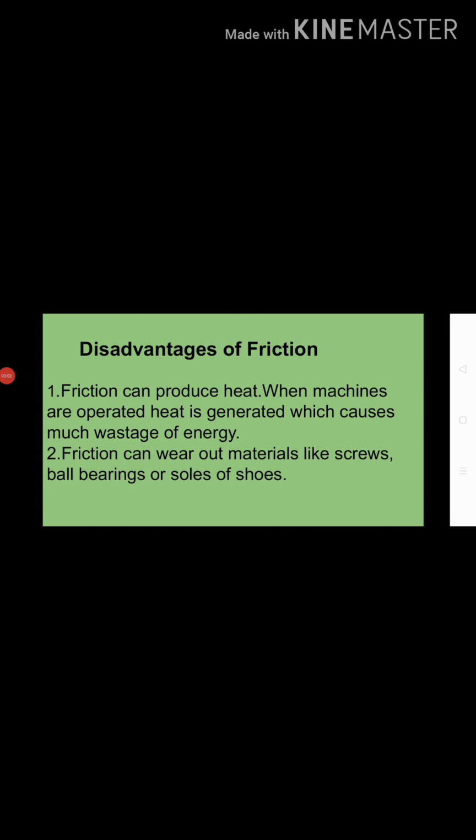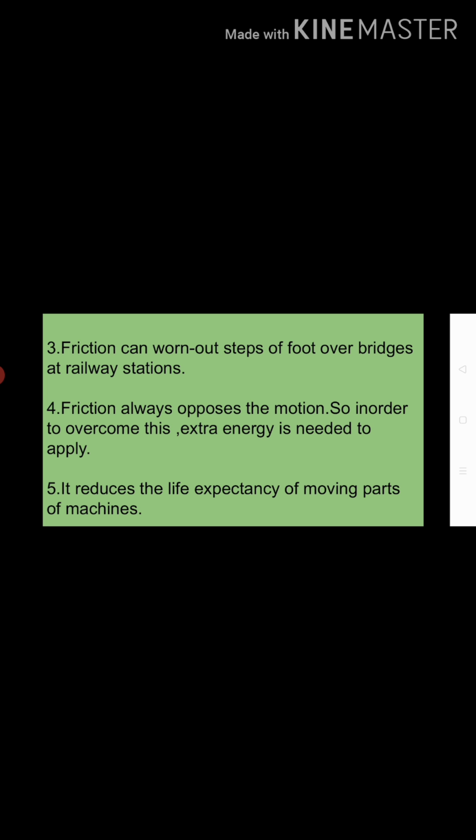Let's summarize the disadvantages of friction. It produces heat. Friction can wear out materials like screw, ball bearing, sole of shoes, etc. It can wear out steps of foot-over bridges at railway stations. It always opposes the motion, so in order to overcome this, extra energy is needed. It reduces the life expectancy of moving parts of machines.